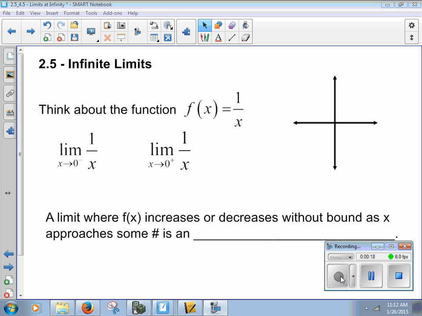What is the name of this function, 1 over x? Do y'all remember the name of it? It's a special kind of function. It is a rational function, but it's a special type of rational function. Close.